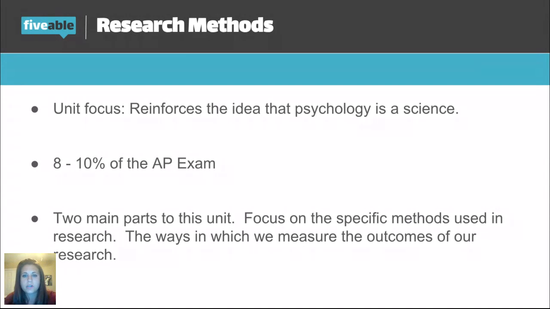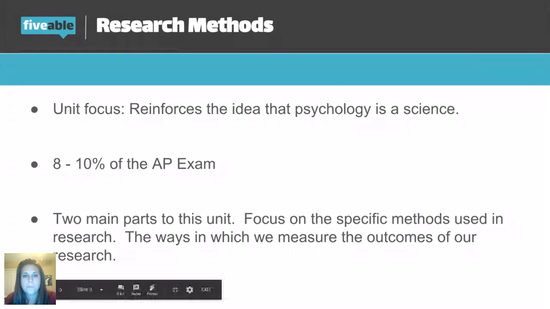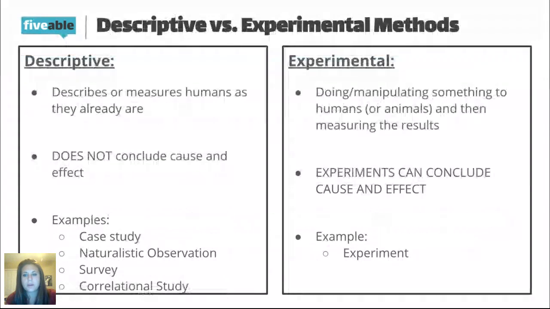So first, we have to understand the difference between the two main types of research methods that we're going to talk about in psychology, and those are descriptive versus experimental. Descriptive methods basically just describe or measure humans as they already are. I'm not going in and manipulating or changing or doing anything to someone. I'm just investigating them as is.